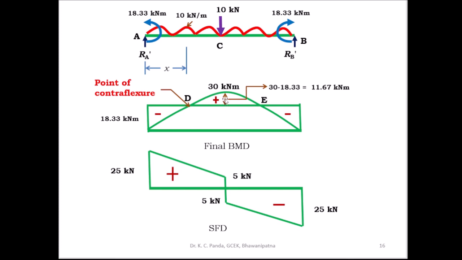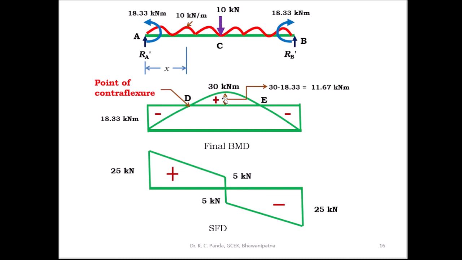And you can find out the maximum bending moment at the midpoint. So you know the free bending moment diagram. What is the maximum free bending moment? This is 30 kilonewton meter. And the moment at the end A and at the end B is equal to 18.33. So this is constant.